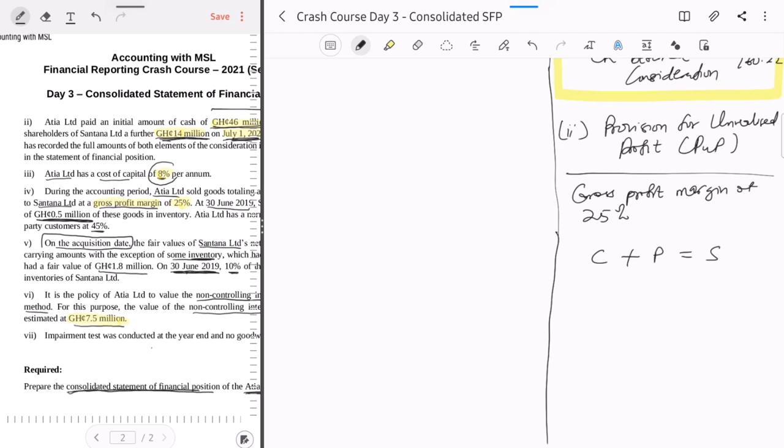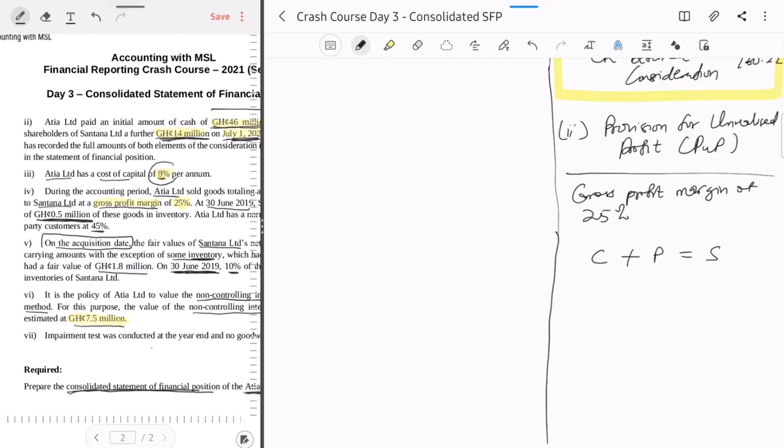And tell yourself this, that markup is on cost, margin is on selling price. I'll say that again. Markup is on cost, margin is on what? Selling price. So anytime you hear somebody say margin, it means they're computing that thing on what? Selling price. If you hear someone saying markup, it means they're computing this thing on cost. This is from very basic primary school profit markup and margin method. That's what I use and it works, right? So here they are saying gross profit margin. So it means it's on what? Selling price, right?